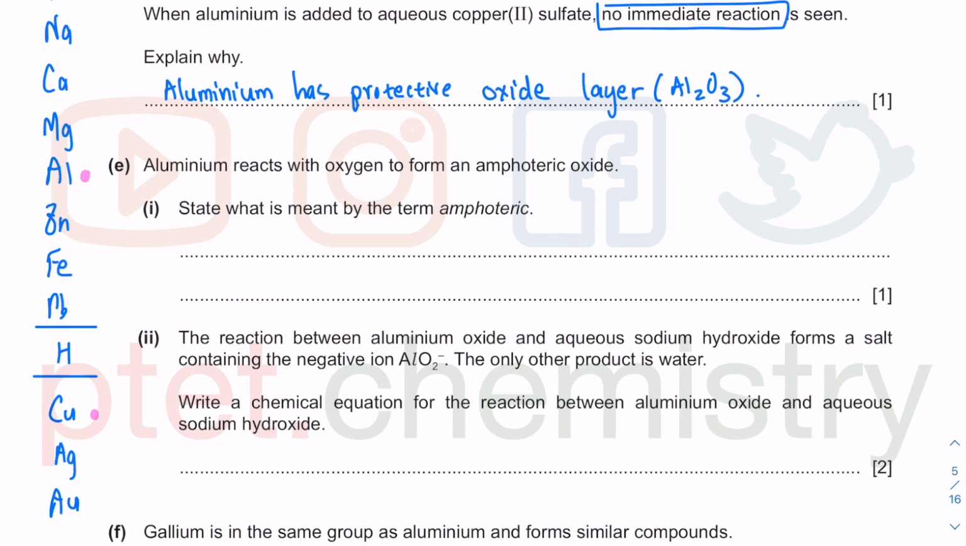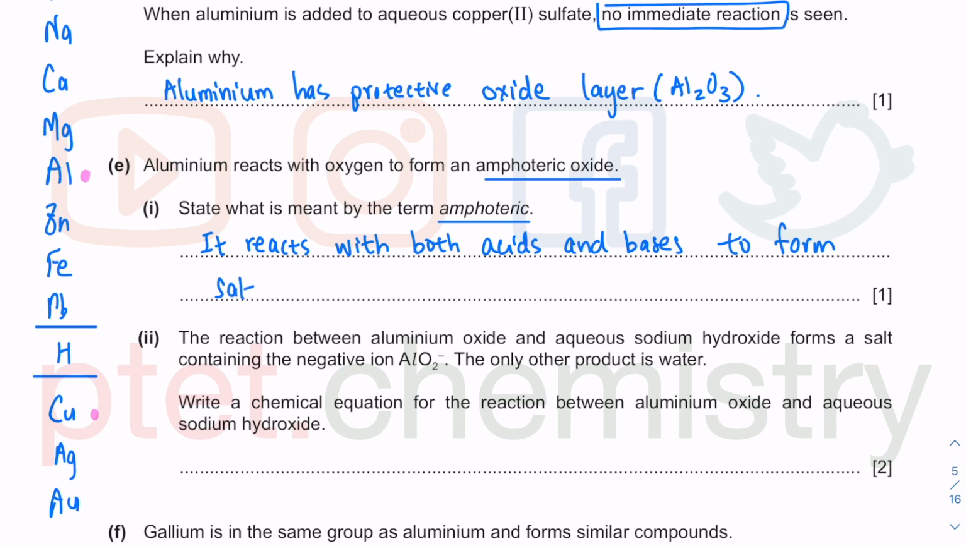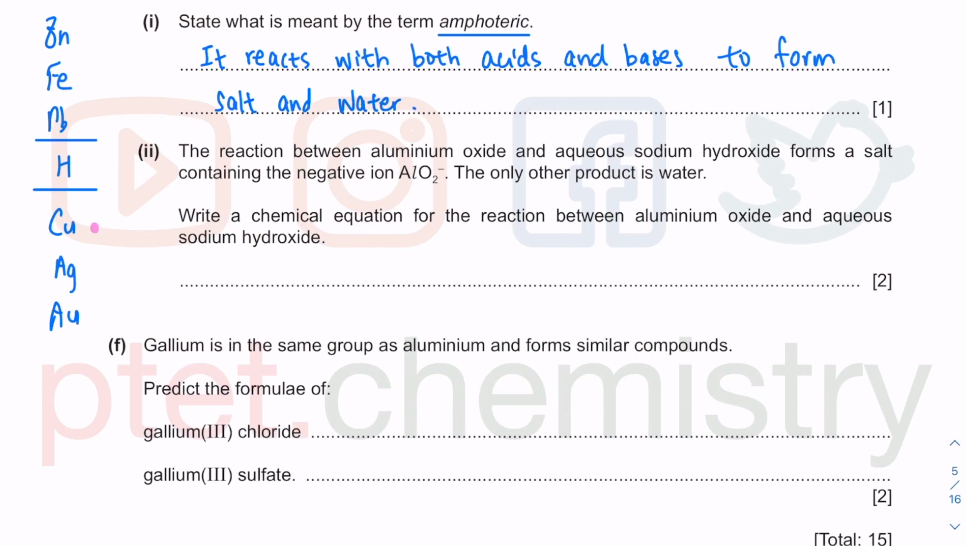In part E, aluminium reacts with oxygen to give you amphoteric oxide. So they are kind of giving you the hint in the next part of the question. What is meant by amphoteric? So amphoteric oxide reacts with both acid and also bases. It can react with both acid and also bases in a neutralization reaction to form salt and water. So when it undergoes reaction with acid, it is behaving like a basic oxide. When it undergoes reaction with a base, it is acting as an acidic oxide. Neutralization reaction produces salt and also water.